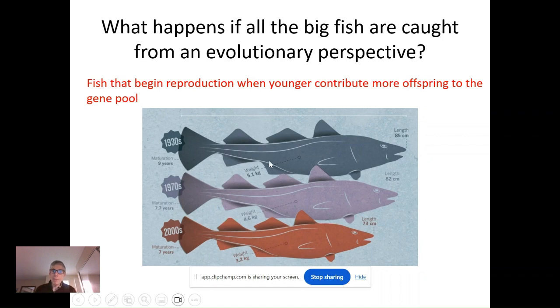So they began earlier, natural selection for earlier breeding fish. Unfortunately, that was negative in terms of the maximum population growth rate.